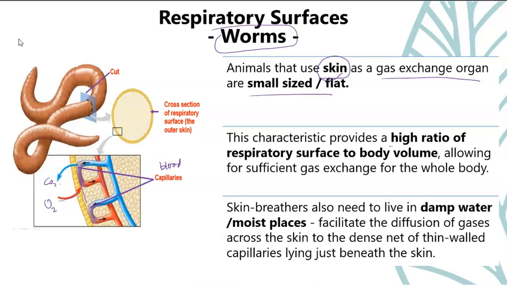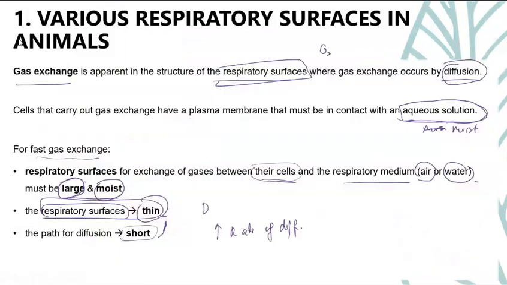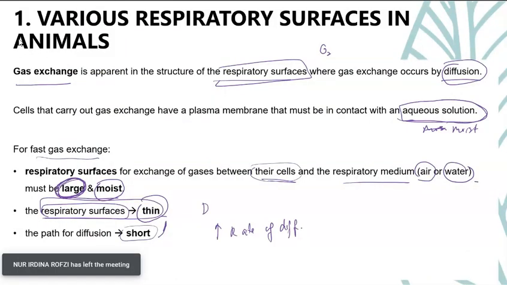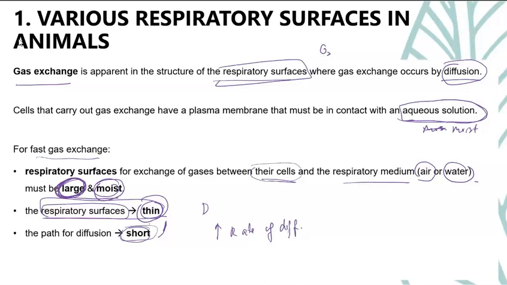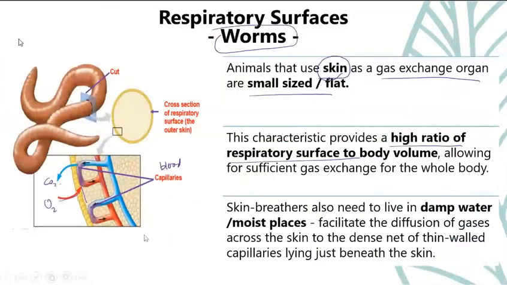allowing for sufficient gas exchange for the whole body. So earlier we looked at the characteristics of a respiratory surface: it must have a large surface area, it must be moist, it must be thin, so that the path for diffusion is short. The skin of the earthworm is really thin, and underneath, straight away, you have the blood capillaries. This provides a short distance for gas to diffuse into the blood capillaries to be distributed throughout the body of the earthworm.